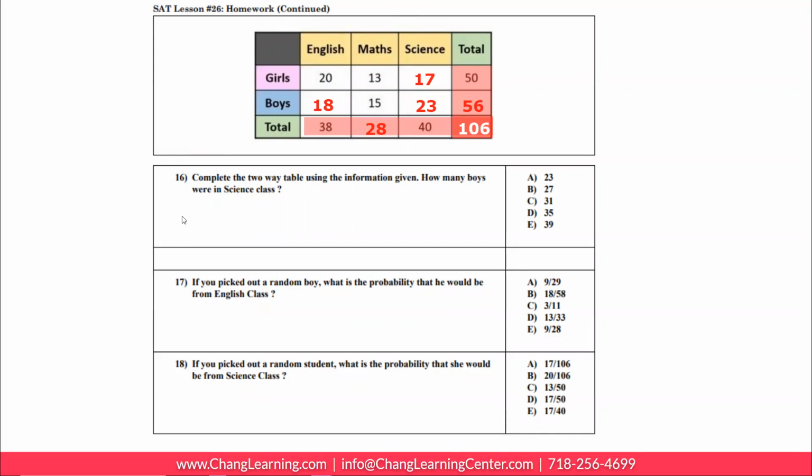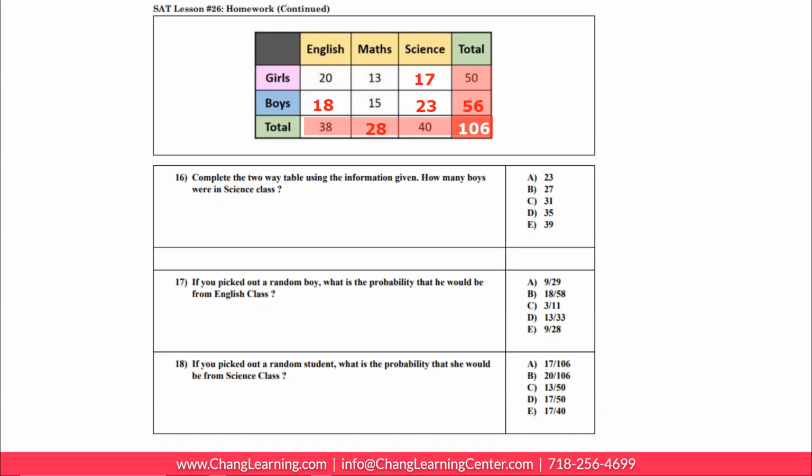Complete the two-way table using the information given. How many boys are in science class? So make sure you go to the correct cell. So I'll go back to my highlighter. And then you want the boys. So you have to go to the row for boys, and you have to go to the column for science. And in that cell, we have the number 23. The correct answer is A.